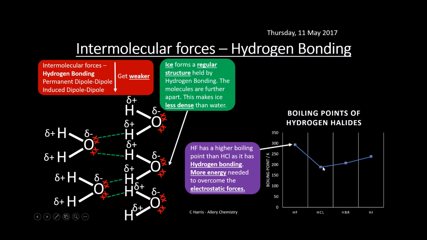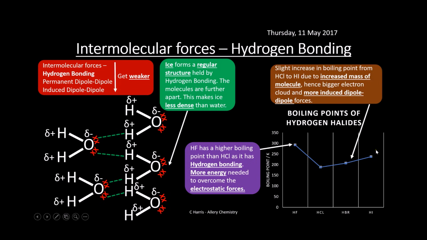HCl doesn't have hydrogen bonding. The strongest it's got is permanent dipole-dipole, so therefore its boiling point reduces quite significantly. But then it starts to rise, as you can see here. The reason why is because we have many more electrons in here, bigger molecules, more induced dipole-dipole forces between HBr and HI and HCl. So you get this gradual increase. Make sure you can comment on this in terms of induced dipole-dipole forces.